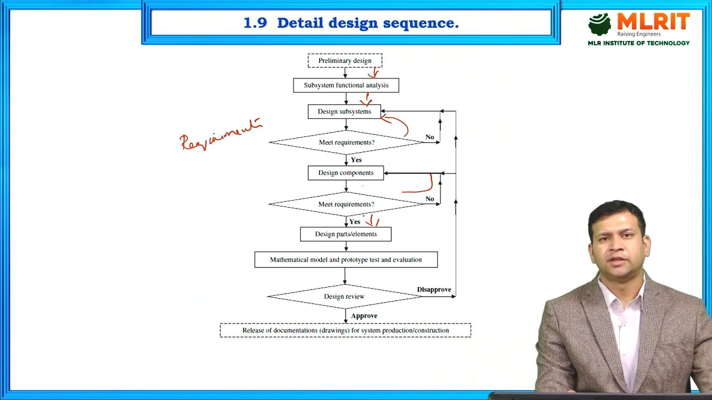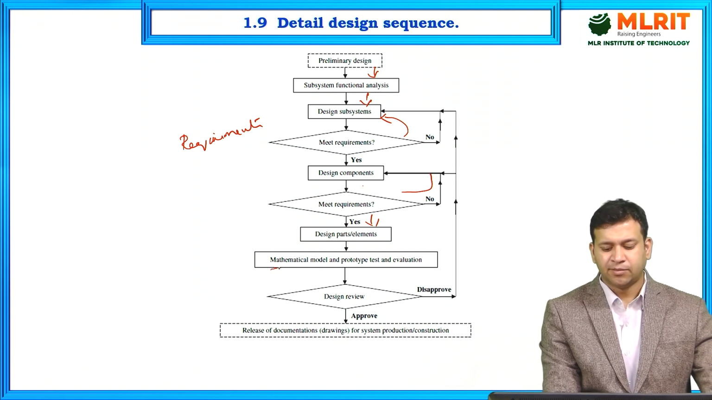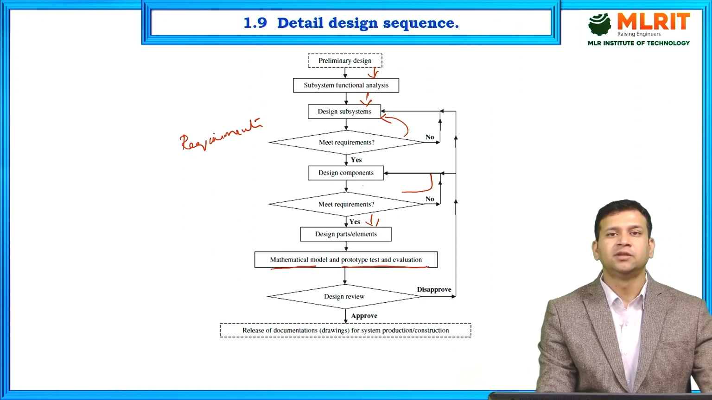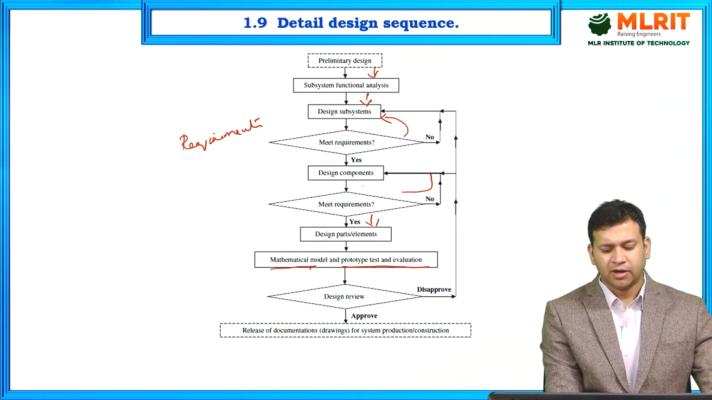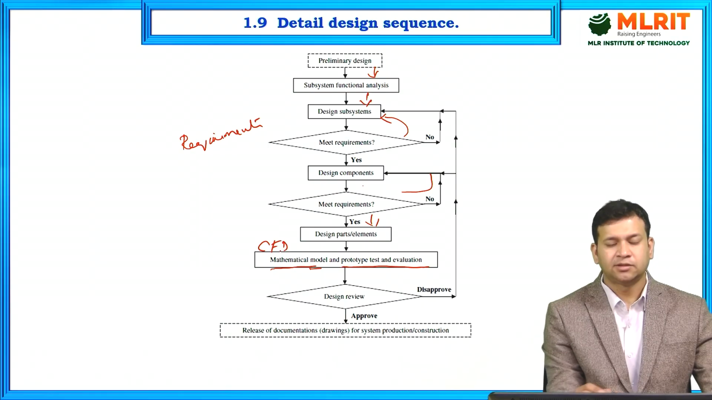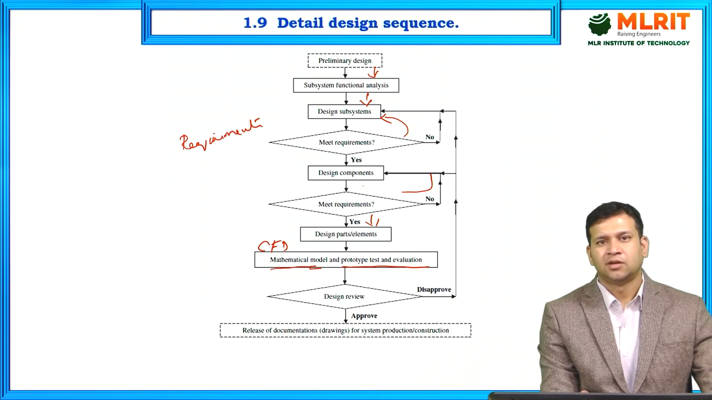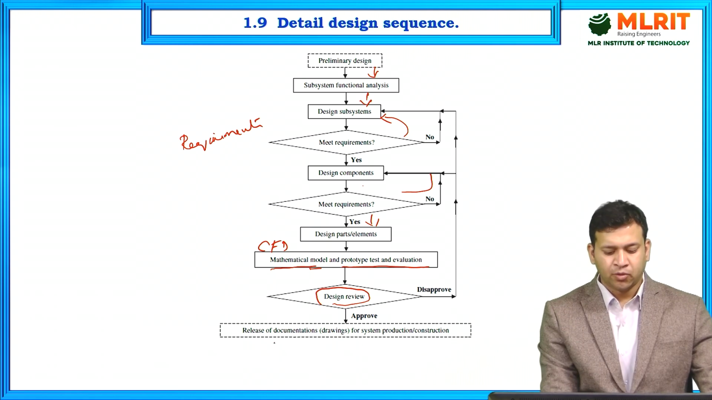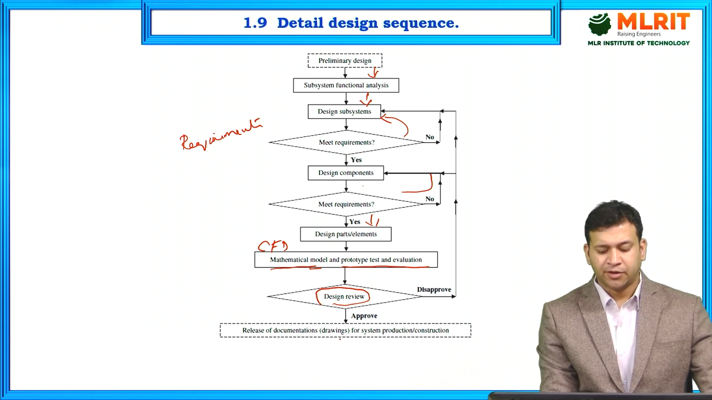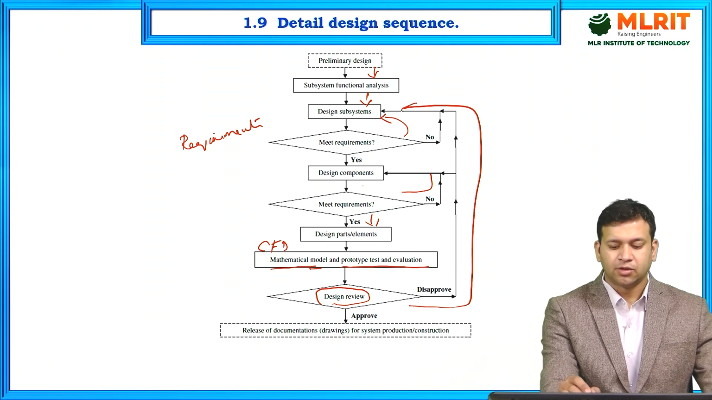Else we'll go back to designing components. Once the part design is done, then mathematical model and prototype test and evaluation is done. Mathematical model is nothing but CFD analysis, which includes fluent analysis, thermal analysis, structural analysis, and along with that we have wind tunnel test, prototype testing and evaluation. Once these tests are done, there will be a committee which will review this design. If they approve, it will go for release of documentation for system, production and construction, else it will go back to design of subsystems.